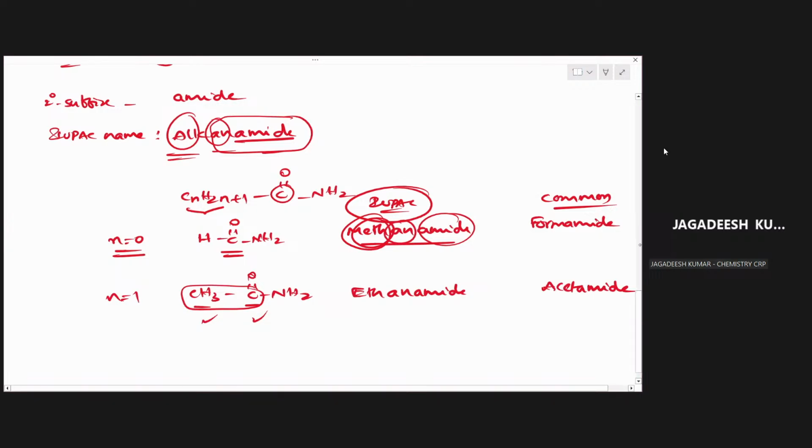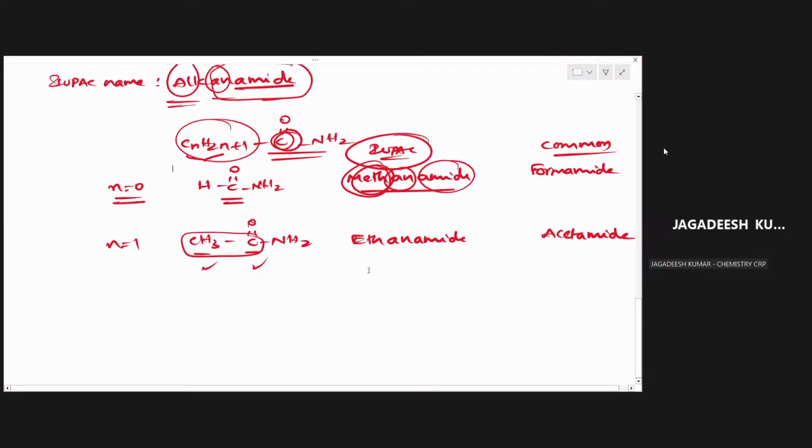Okay, very simple thing here. You have to count the carbon which is also contained in the functional group, because it is continuously connected with the alkyl group carbons. That's why you have to count that carbon also while you are writing the root word. So very simple. And next one more functional group is amines.